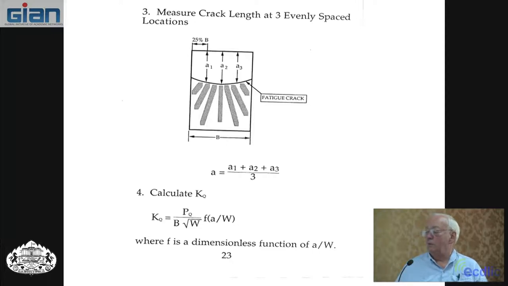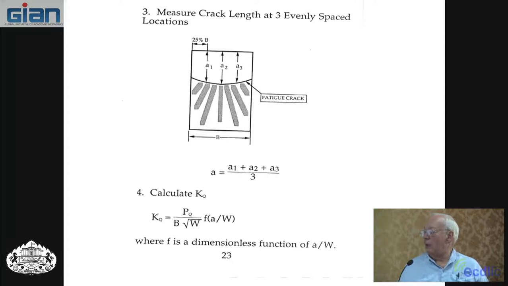I told you yesterday that K is based on a straight across crack, and you would assume then that this is a straight across crack, but when you do an actual test, you never do get a straight across crack. You always get some kind of, we call this thumbnailing, some non-uniform thing, and so you'll usually have to average that to make it be on the average a straight across crack.